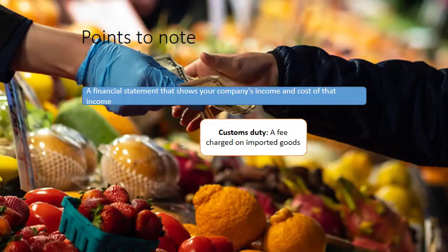So let's talk about the trading account now directly. The definition is: the trading account is a financial statement that shows your company's income and the cost of that income. What do we mean by income and cost of that income?